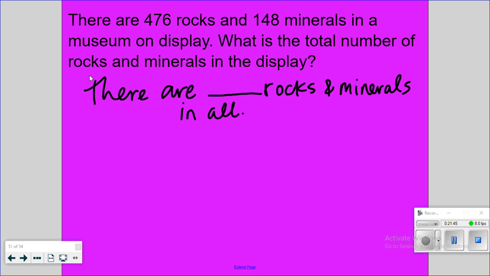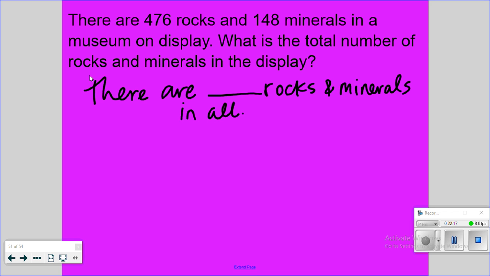Am I putting things into groups in this problem? So if I'm not messing with groups, it's not going to be multiplication or division. You with me? All right, so am I joining numbers together or am I taking things away? It says there's 476 rocks and 148 minerals. What is the total number of rocks and minerals in the display?